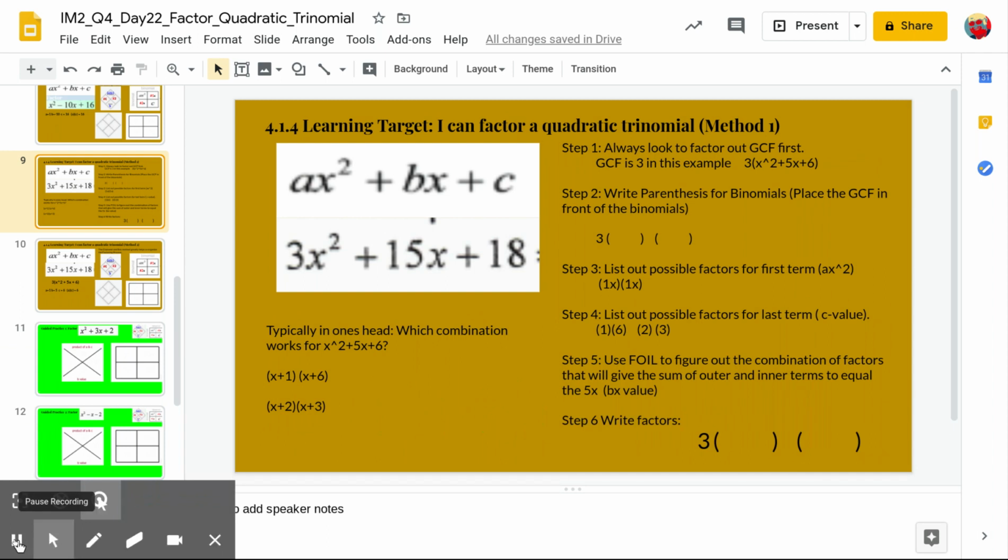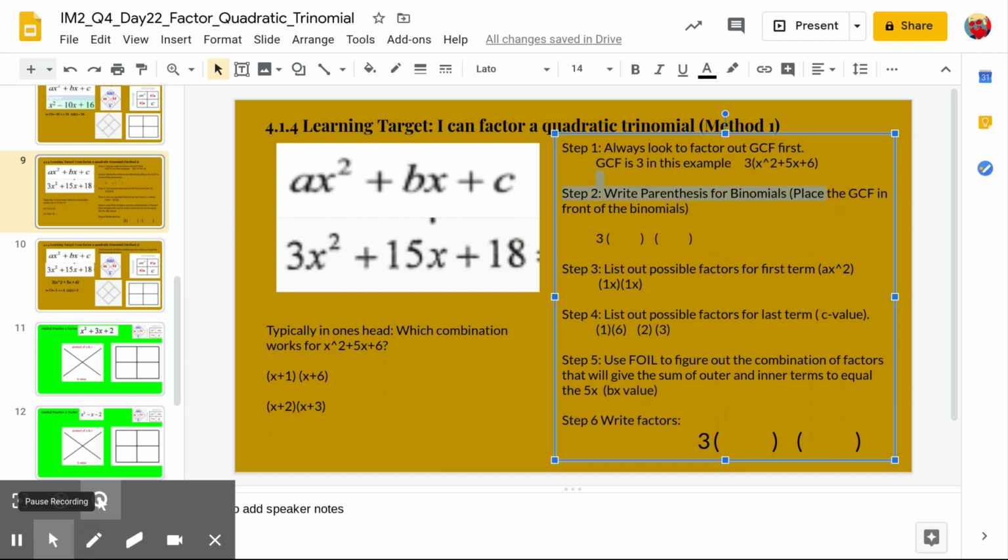Let's look at another example. And again, I'm going to show you method 1 again just to show you the thought process for factoring. So we always look for the GCF. This time I gave you one that has a greatest common factor: 3x squared plus 15x plus 18. The GCF is 3. So we rewrite it as 3 multiplied by x squared plus 5x plus 6.